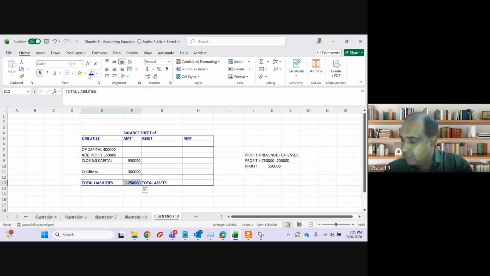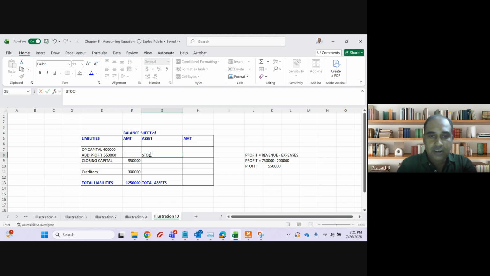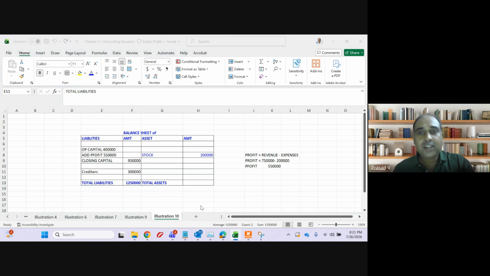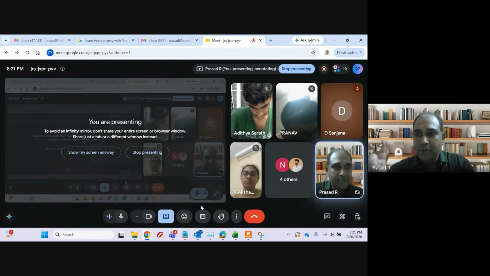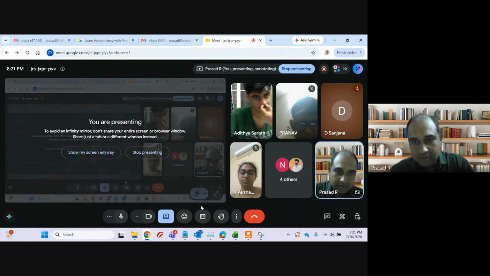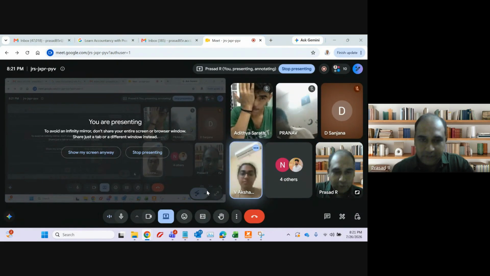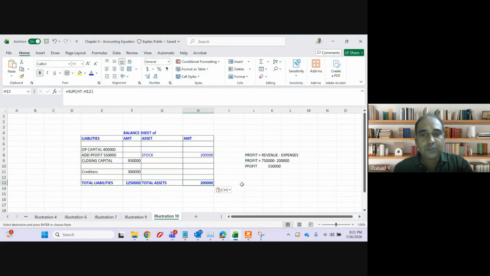They have given one more thing, unsold stock. Stock is my asset. Unsold stock is 2 lakh. But now I know my total liabilities is 12,50,000. My total liability and total asset should be same or different? Same, sir. Should be same. So my total assets will also be equal to 12,50,000. Now this information is not relevant.